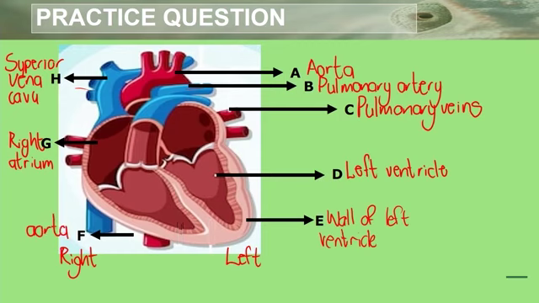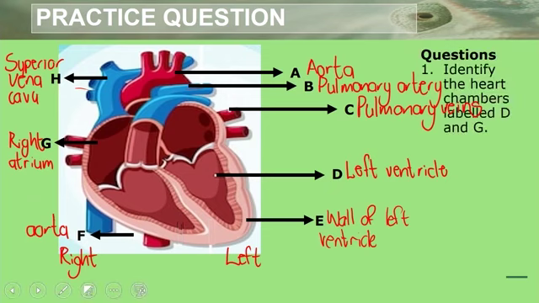Okay, so this means we are now ready to answer our questions. Question 1. Identify the heart chambers labeled D and G. Write the letter D, hyphen. D is the left ventricle. And G is the right atrium.